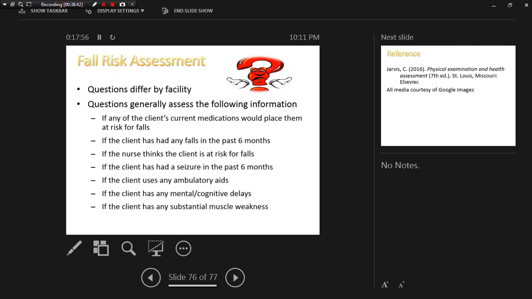Has the patient had any falls in the last 6 months? Are they at risk for falls secondary to why they're in the hospital? Are they using assist devices? Do they have weakness? Any kind of mental or cognitive delays? So those things would predispose the patient to falling.